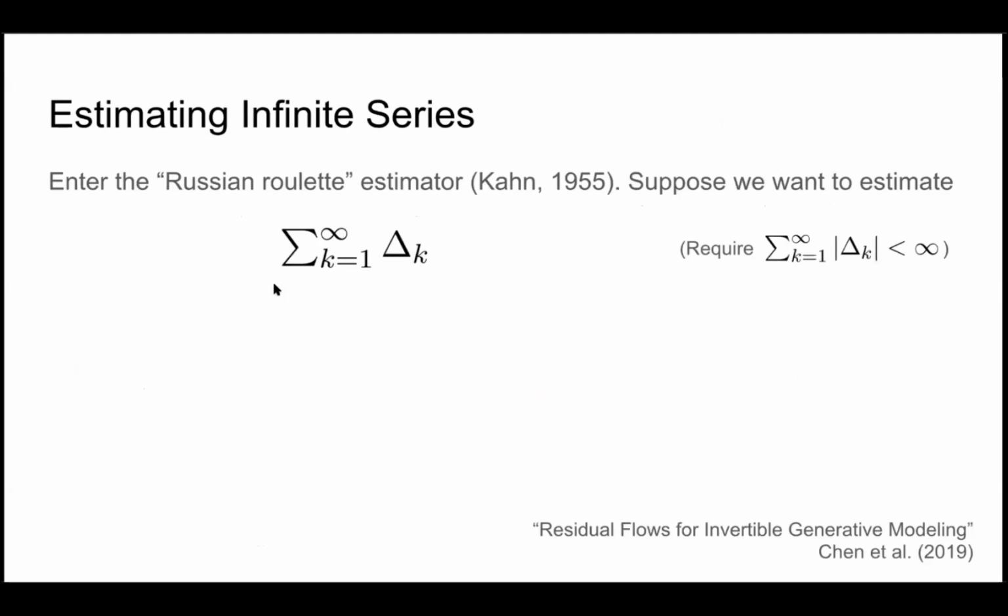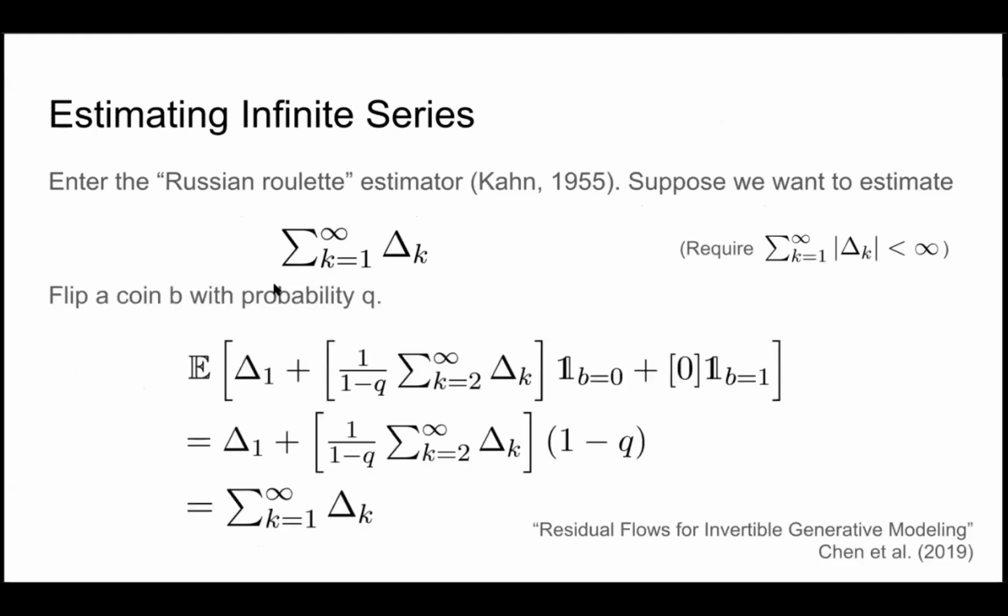Here we do require that the infinite sum converges absolutely. And what I'll describe is actually quite a general approach that can be applied to estimate solutions of implicit problems, solutions of any limiting quantity. So maybe this can be your takeaway from this talk, even if you don't particularly care about generative modeling. Okay, so we'll estimate this infinite series, delta k, one term at a time.